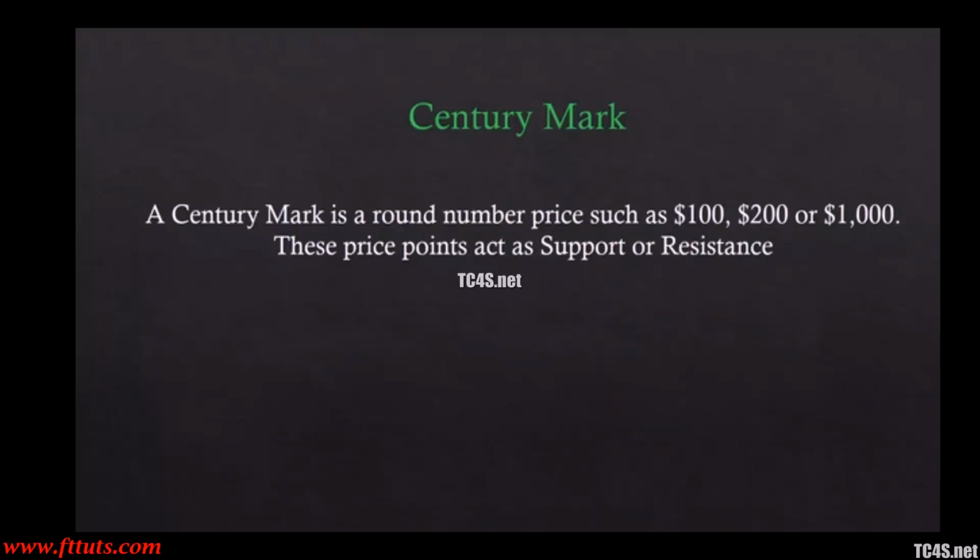Now, the next kind of support is called a century mark, and it's a round number price such as 100, 200, 1,000, 1,100. These price points act as support and resistance. And just the other day, before I'm recording this, Amazon gapped down on poor earnings and then rallied back to 800. And we actually had people in the chat who said, oh, 800 is no problem. Amazon's a great stock. It'll keep going. That day, it was a short that I didn't take. And when you go back, you'll be able to use my tools to see why it was an easy short.